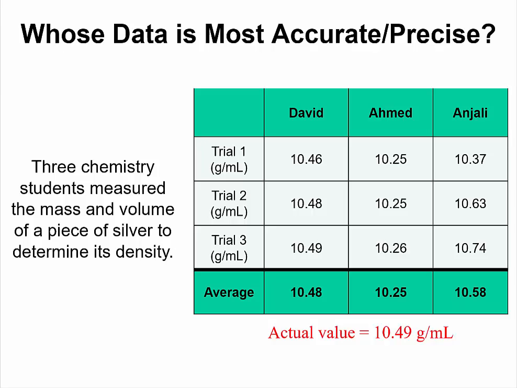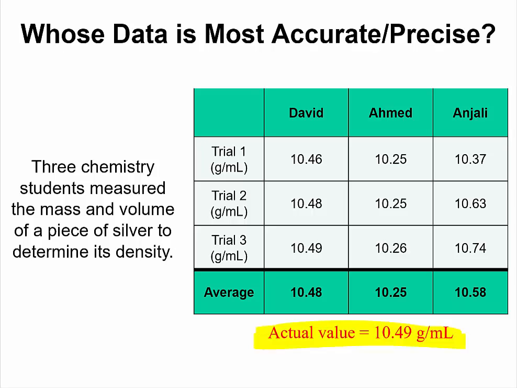Let us take a look at some data to understand the difference between accuracy and precision. 3 chemistry students measured the mass and volume of a piece of silver to determine its density. The actual density of silver is 10.49 gram per milliliter. The 3 students are David, Ahmed, and Anjali.